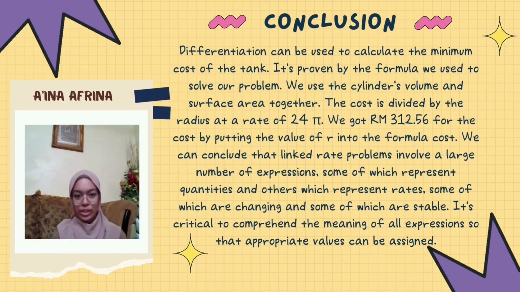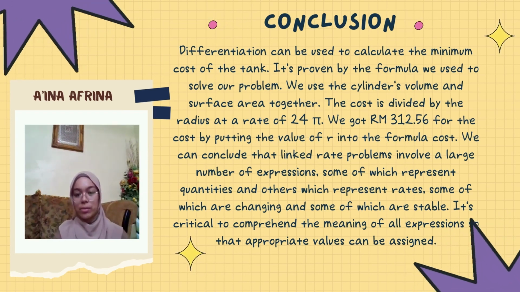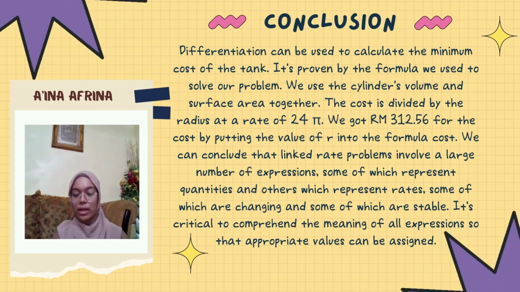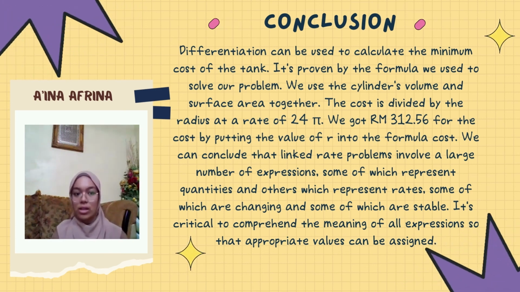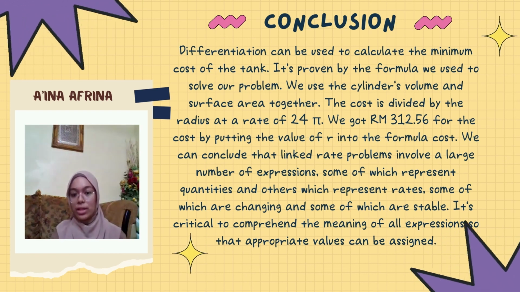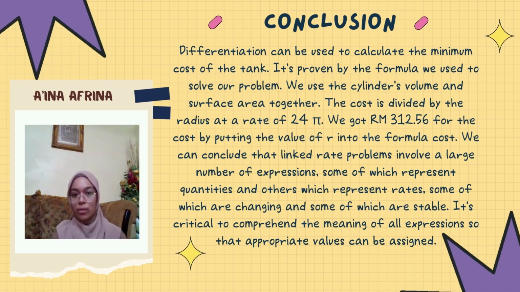So next is the conclusion. The conclusion for this project is that differentiation can be used to calculate the minimum cost of the tank. It is proven by the formula we used to solve our problem. We use the cylinder's volume and surface area together. The cost is changing with respect to the radius at the rate of 24 pi. We got RM 312 and 56 cents for the cost by putting the value of r into the cost formula.